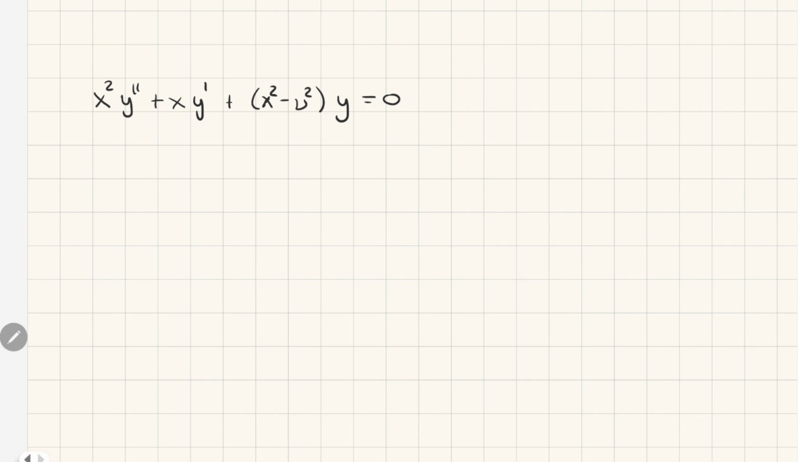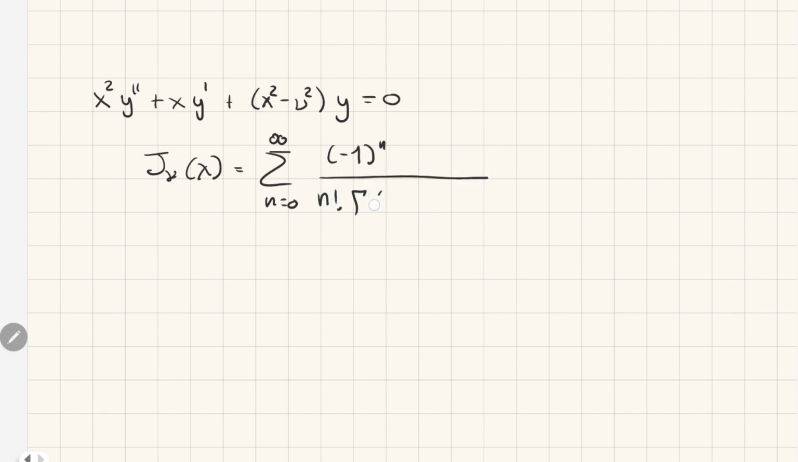order nu, right? And that function stands for J sub nu of x is equal to the sum from n equals 0 up to infinity of (minus 1) to the n divided by n factorial gamma of 1 plus nu plus n, and then this multiplies (x divided by 2) raised to the 2n plus nu.